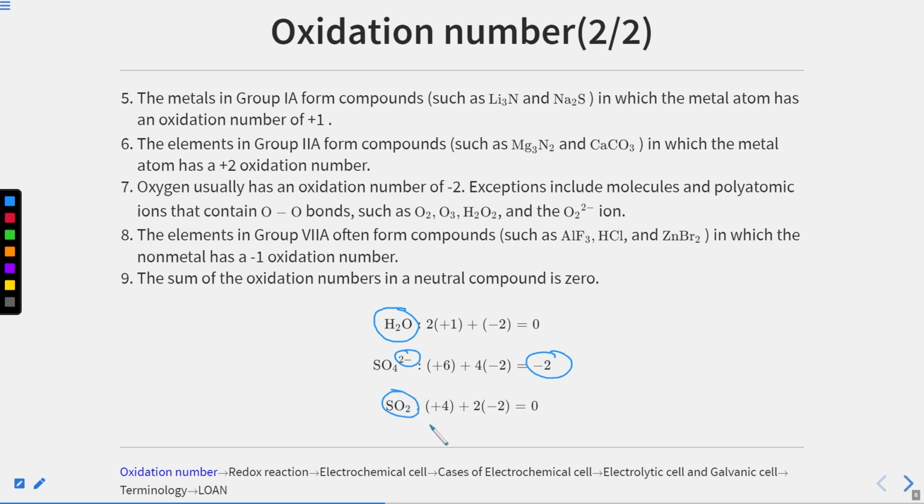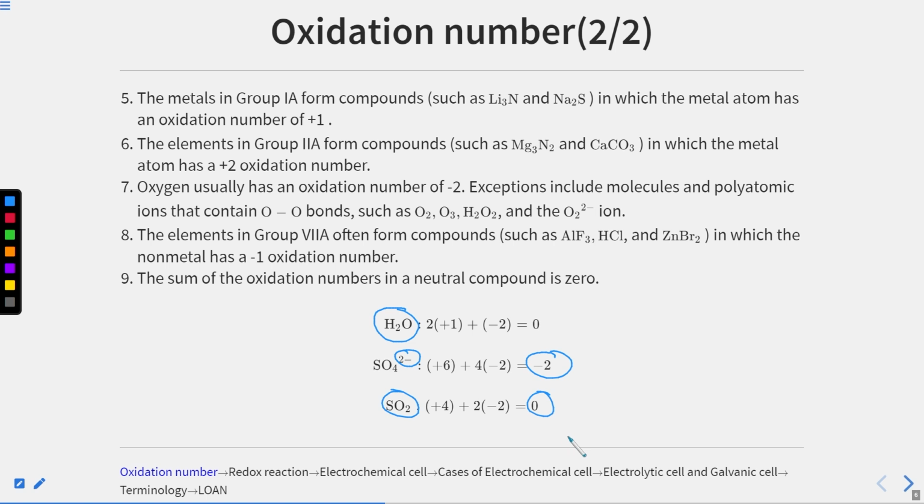Then we have the example of SO2. Since oxygen will have a charge of -2, 2 into -2 will be -4. And sulfur will have a charge of +4. Therefore, overall charge will be 0.